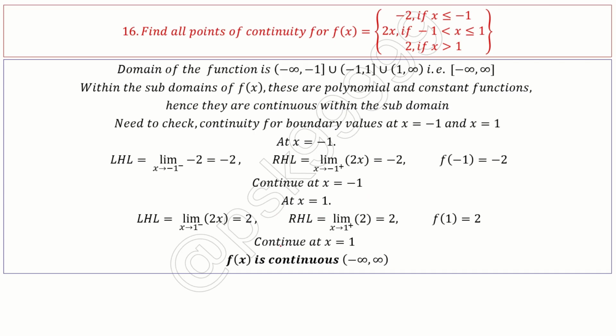At x equal to 1, okay, LHL is 2, RHL is 2 and f of 1 is 2. What are the definitions you have to take? For LHL, x tends to 1 minus, which means it is 2x. This definition we will take. For RHL, we will take x tends to 1 plus, so we will take this definition because x is greater than 1. Okay, so it is continuous at x equal to 1 also. That means f of x is continuous at all the points, minus infinity to infinity. Okay, next.